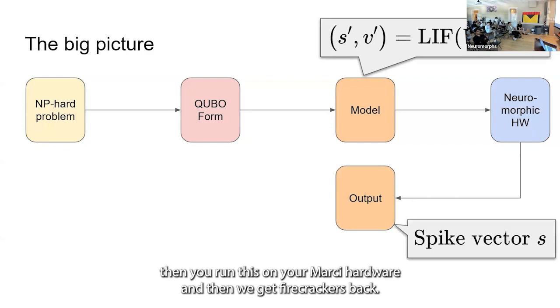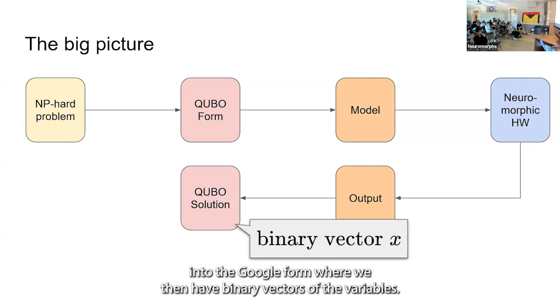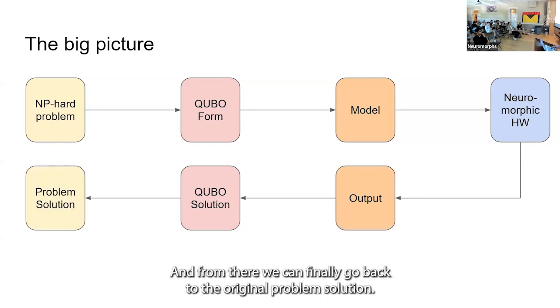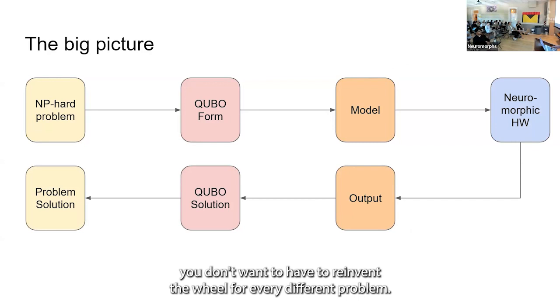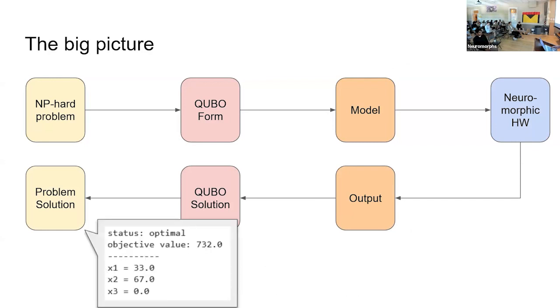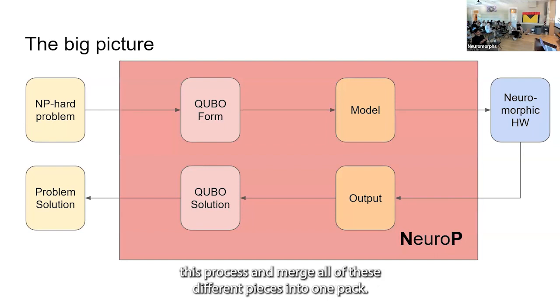And then we get spike vectors back, and these spike vectors we can then translate back into the QUBO form, where we then have binary vectors of these variables, and from there we can finally go back to the original problem solution. And since this whole chain is a little bit complicated, and we don't want to have to reinvent the wheel for every different problem, the idea was to simplify this process and merge all of these different pieces into one package.